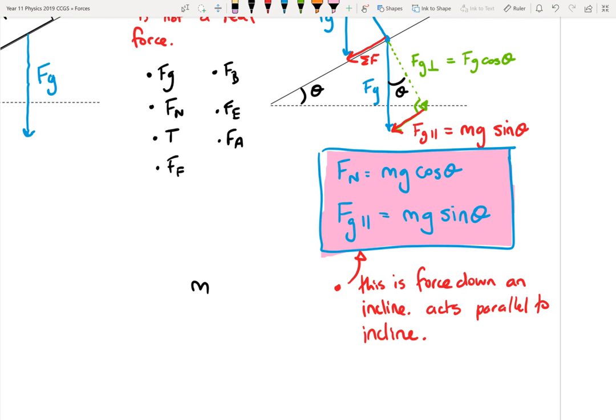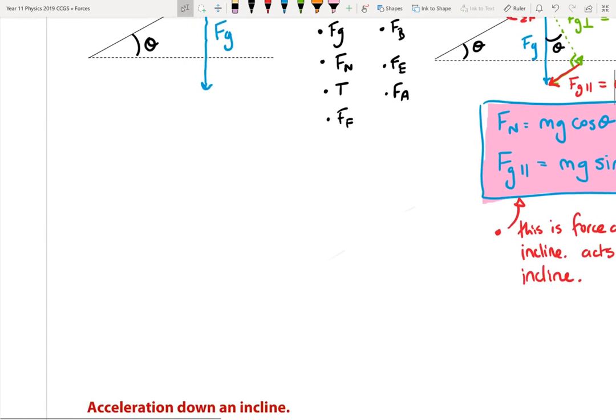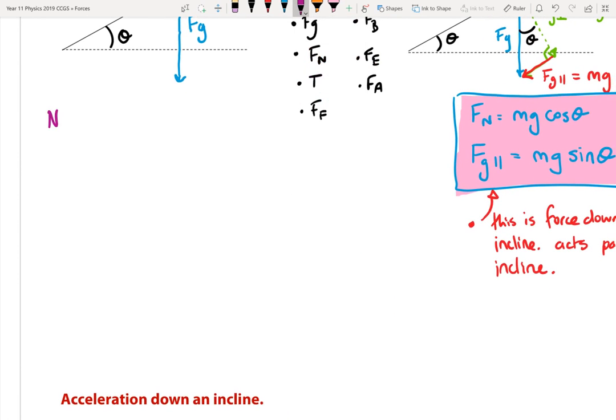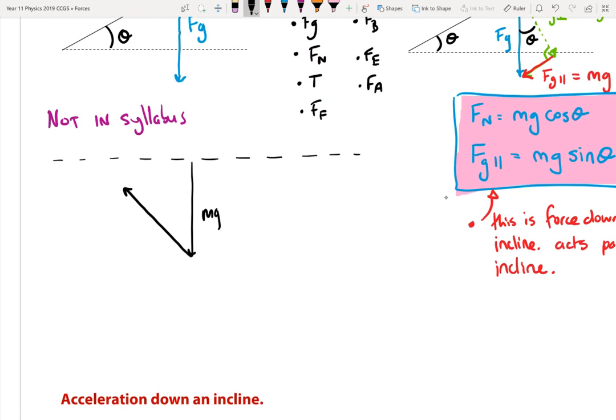So there is a really cool derivation, and I want to show you. Some of the nerdy kids might really enjoy it. We'll go over here, not in syllabus. Let's have a look. Basically, if we have a horizontal line here, and we're going to write mg here, that's your weight force, and then I'm going to draw in the normal force, which is mg cos theta.